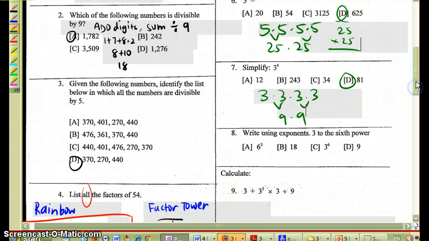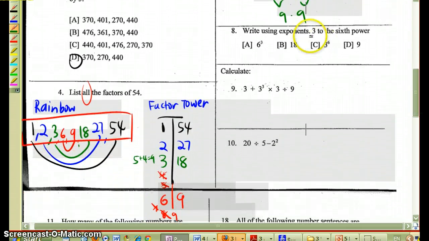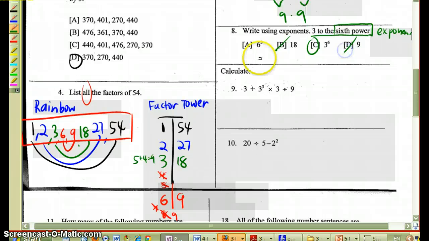Number 8, when I read this question, I'm writing 3 to the 6th power. That just means I'm going to write it with an exponent. So we do understand that 6th power means that the exponent will be 6. So that's why my answer is C, because this means 3 to the 6th power, and that's how it reads. Answer definitely not B or D or A.